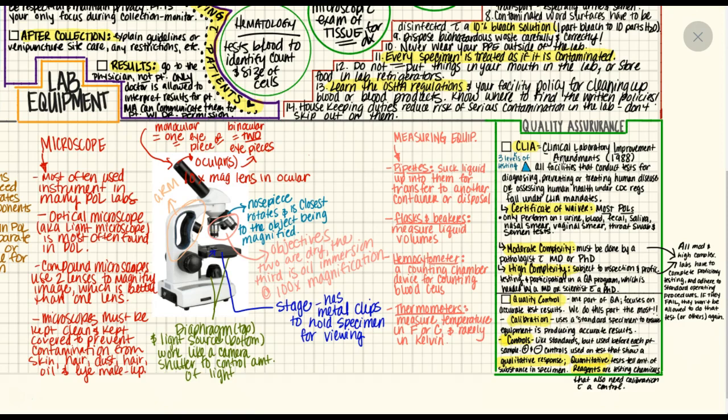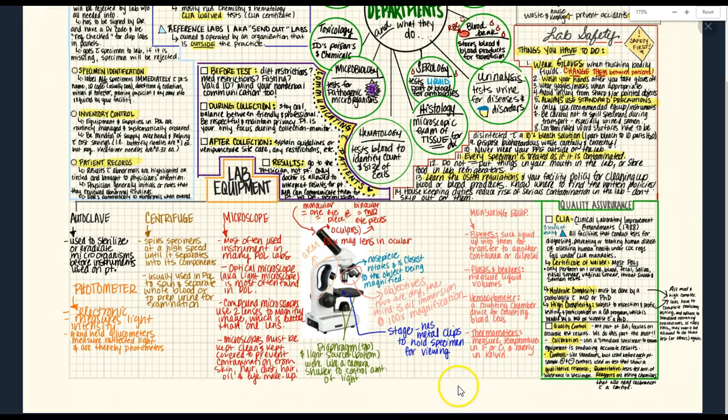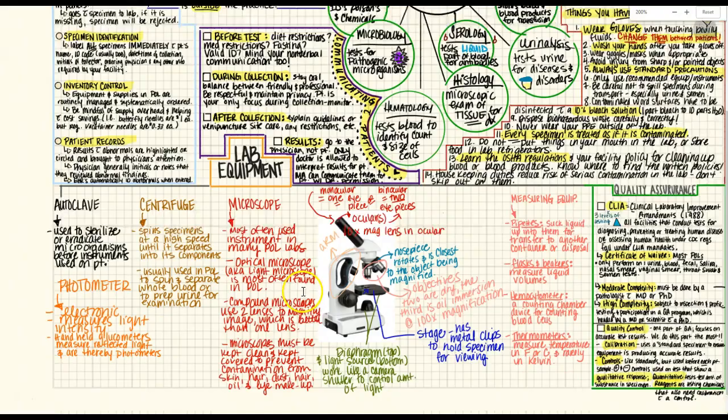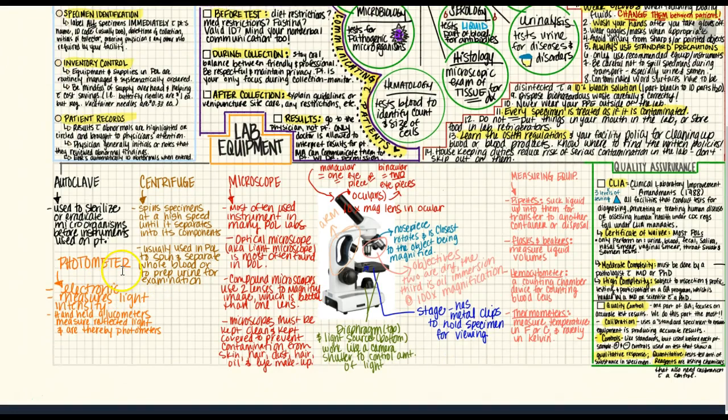All right, so let me zoom this back out here. So when we look at equipment in the lab, one of these things you already know about because we've been working with it for the last week or so, and that's our autoclave. The autoclave is used to sterilize and eradicate any microorganisms, and we use the autoclave before instruments are used on a patient to make sure that they are clean and sterile before they can introduce any microorganisms to a patient during a procedure.